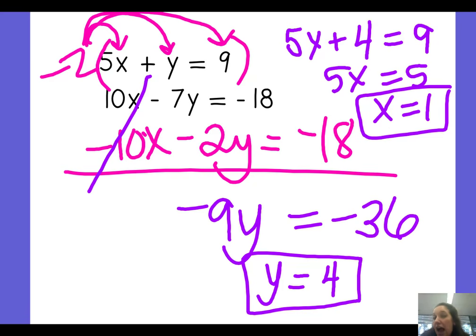So either method is great. Sometimes it's easier to do elimination than substitution. For example, if I hadn't had this y already with a coefficient of 1, I would have had to not only get rid of the x's, but then I would have had to divide. So usually you only want to use substitution if you have one of your variables that has a coefficient of 1. Other than that, it's usually easier to do elimination.